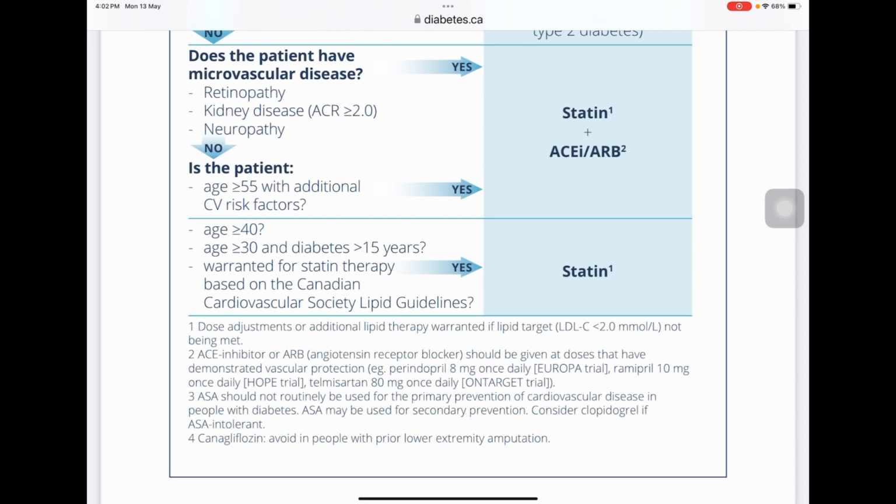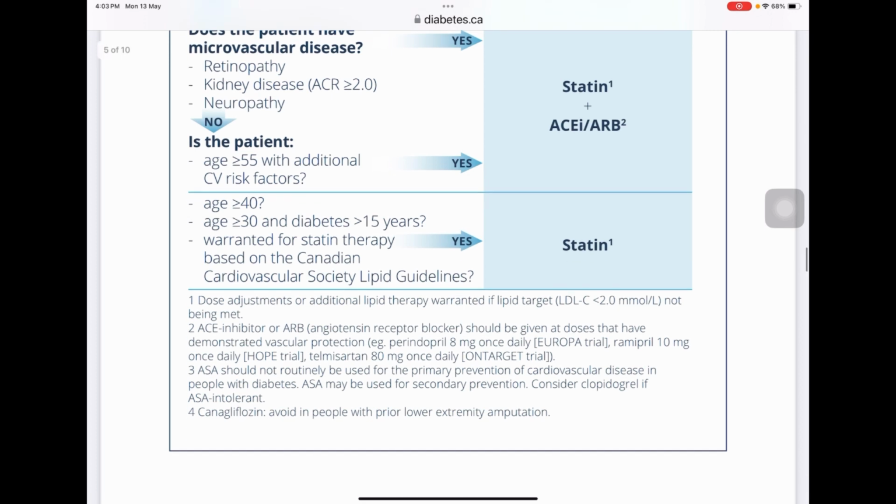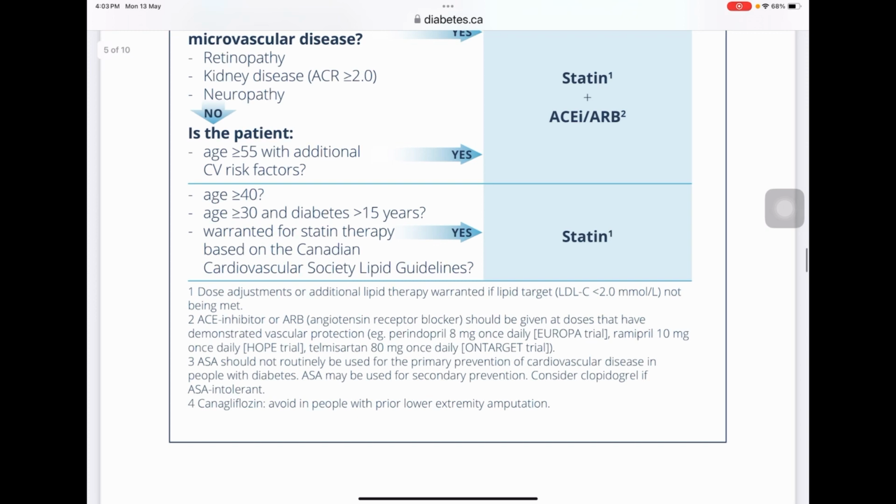ACE inhibitor should be given at a dose that demonstrates vascular protection. Perindopril 8 milligram once daily, Ramipril 10 milligram once daily, Telmisartan 80 milligram once daily. So doses are adjusted accordingly.